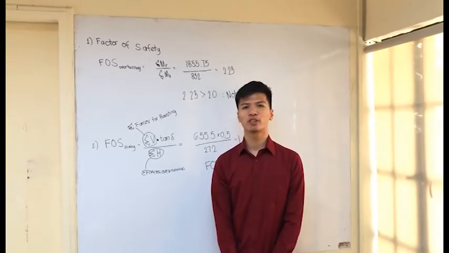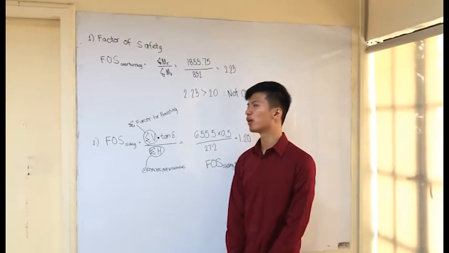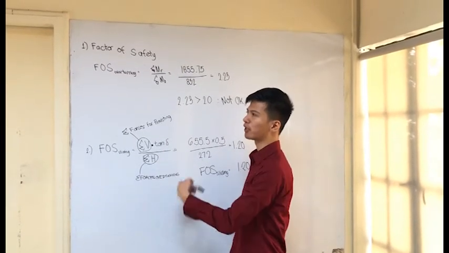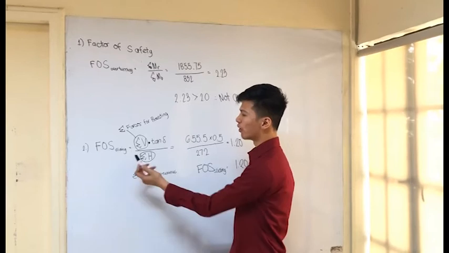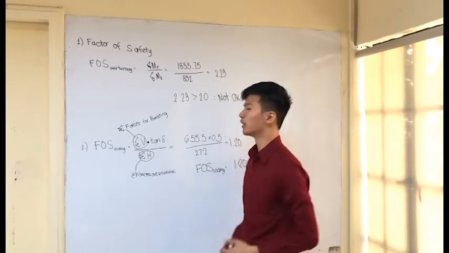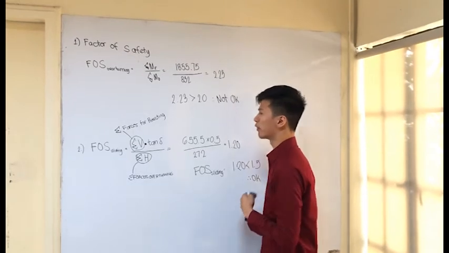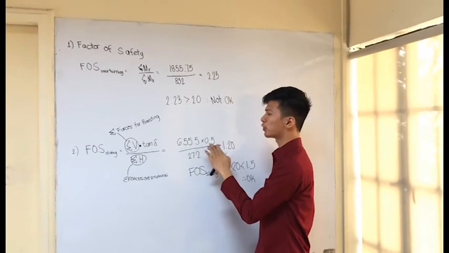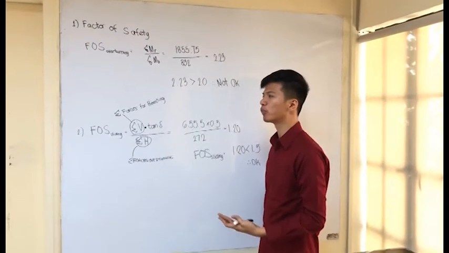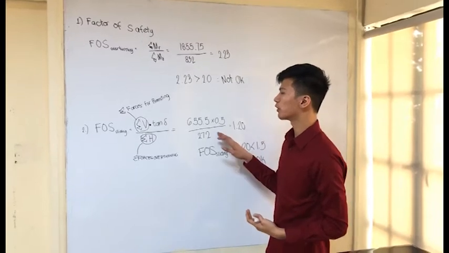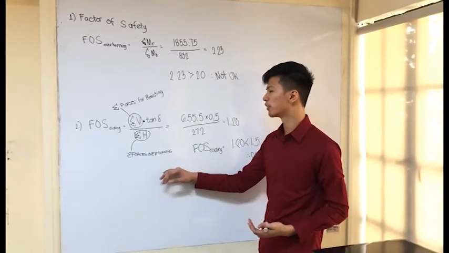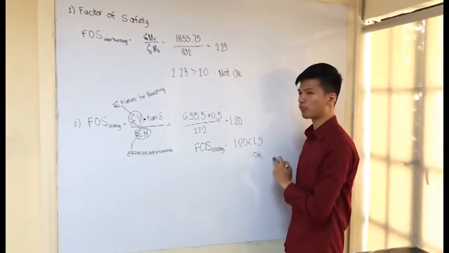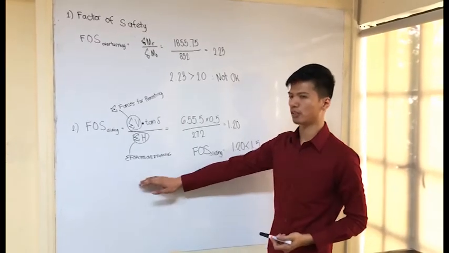In computing the factor of safety for sliding, we have a formula: the summation of resisting forces times the base friction, which is given from previous, over the summation of forces for overturning, which we got from the previous calculation. The summation of resisting forces is equal to 655.5 kilonewtons times 0.5, which is the given base friction, over 272, which is the summation of forces for overturning. We got 1.2 for the factor of safety, which is less than 1.5, which is not safe for the factor of safety for sliding.